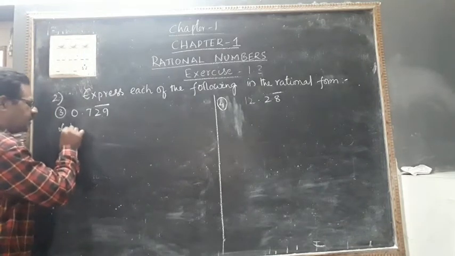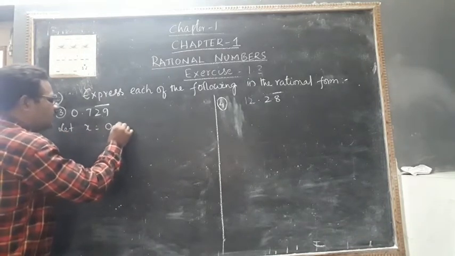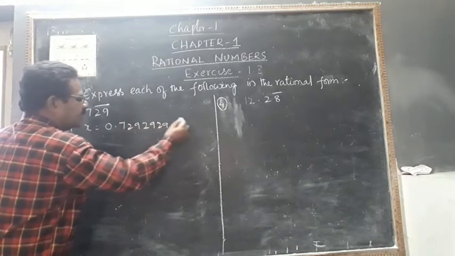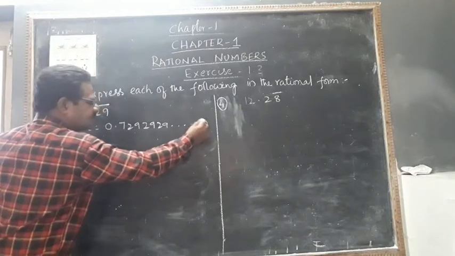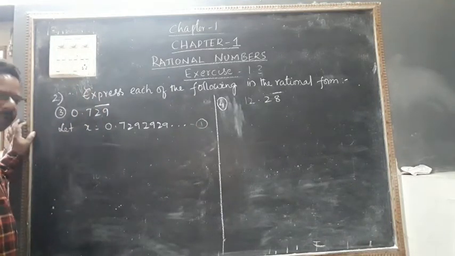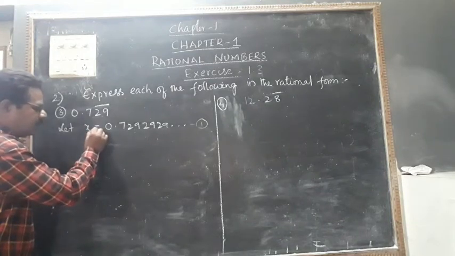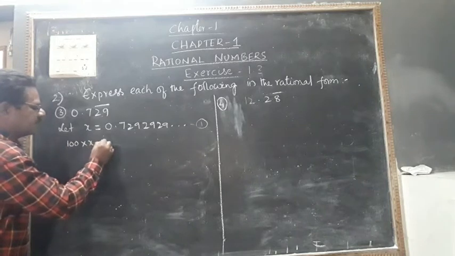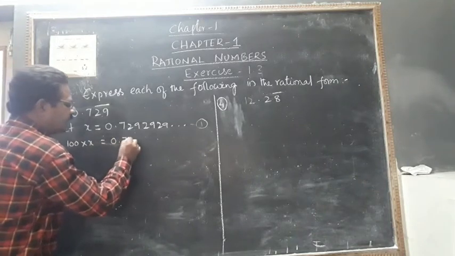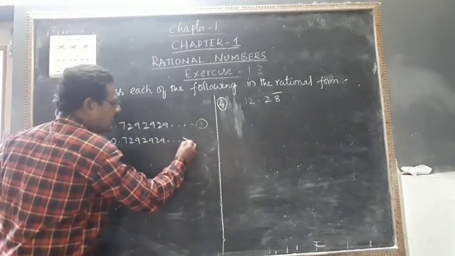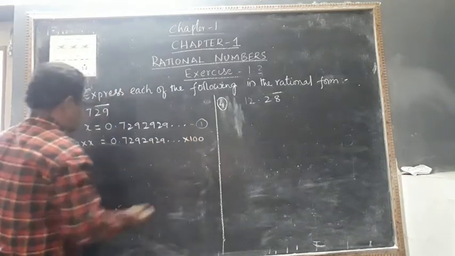So first we have to take let x is equal to 0.7292929 like this. This you can take as equation 1. Only two digits are repeating, that's why we will multiply both sides with 100. 100 into x is equal to 0.7292929 up to so on into 100.